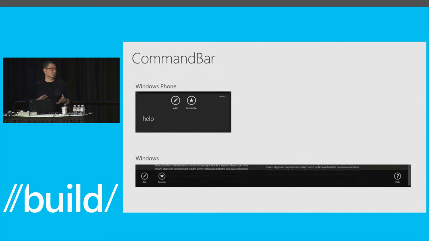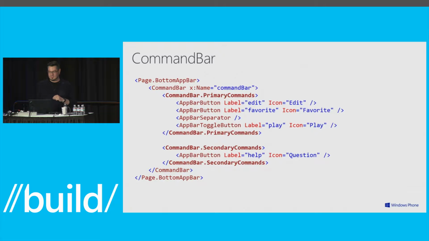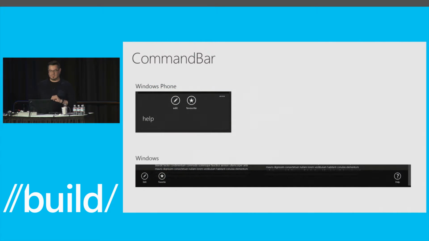Command bar. Command bar is the new converged control between Windows and Windows Phone. You don't specify things in terms of menu items or app bar buttons. You specify things in terms of primary commands and secondary commands. I'll show you a little example. So you have edit, favorite, and play as primary, and then help as a secondary. And if you look at the example, on phone, the primaries become app bar buttons, the secondary become menu items.